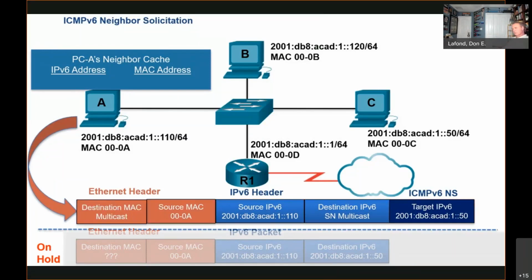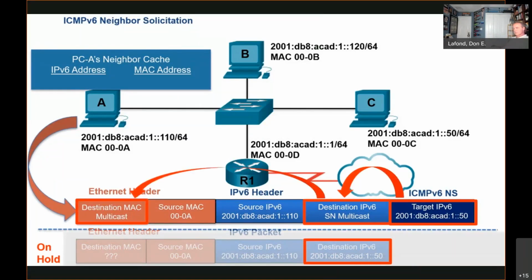The ICMPv6 neighbor solicitation header includes the target IPv6 address, which is the same destination IPv6 address in the packet that is on hold. The target IPv6 address is mapped to a special IPv6 solicited node multicast address, which is then mapped to a special Ethernet multicast MAC address. This mapping process contains a significant portion of the target IPv6 address. This allows for the Ethernet NICs on each device that receives this frame to determine whether or not to accept and process the frame. This is where we see an advantage of ICMPv6 neighbor discovery over ARP for IPv4.